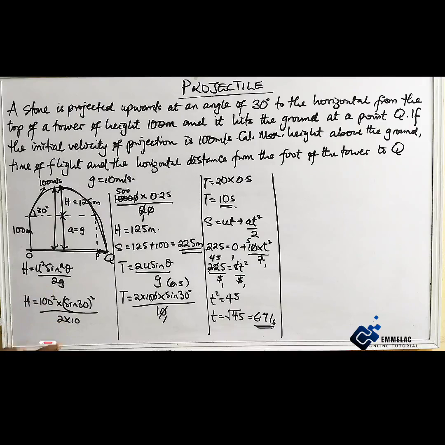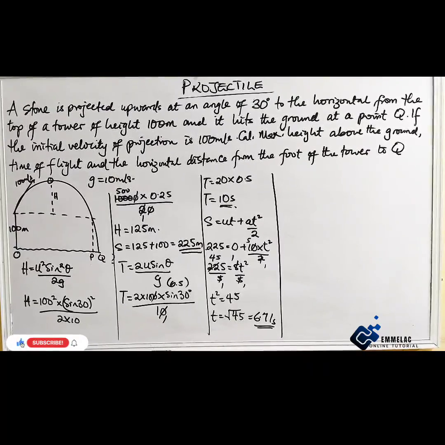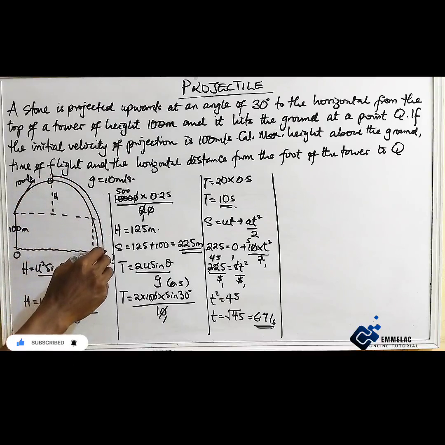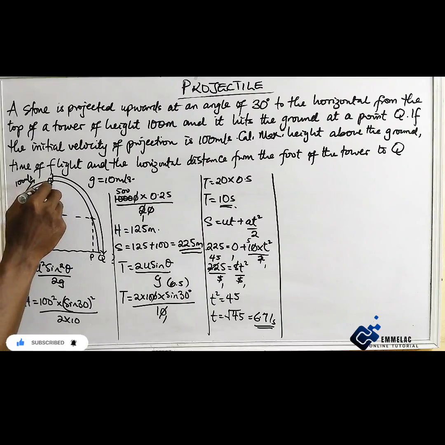So from this point down to Q here, the time is 6.71 seconds. But take note, the total time of flight from here to here is 10 seconds, which means from here to here is 5, and from here to here is 5. Let me quickly redraw this diagram for a better explanation. So from here down to this point, the time taken is 6.71. But the time of flight, from here to this point here, is 10 seconds, which means from here to here is 5, while from here to here is also 5.